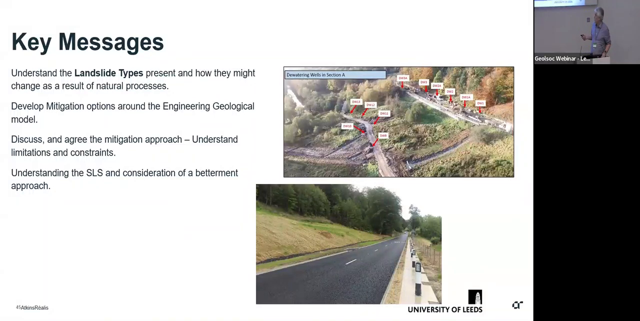And particularly important, which we've seen on a number of projects, is discussing and agreeing the mitigation approach and getting buy-in from all parties that are involved, and understanding the limitations and constraints, because on a natural slope you may not be able to fix everything. And it may be a short-term solution, maybe a better approach, and understanding the serviceability limits and consideration of the betterment approach might be more applicable in many instances.